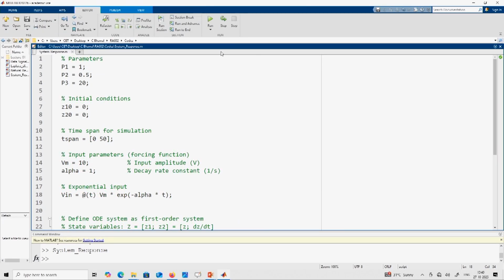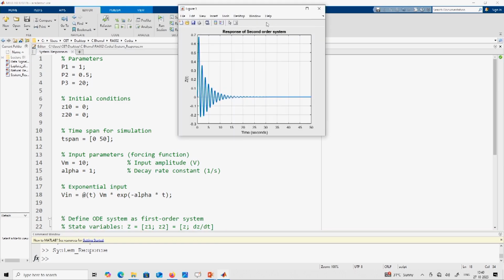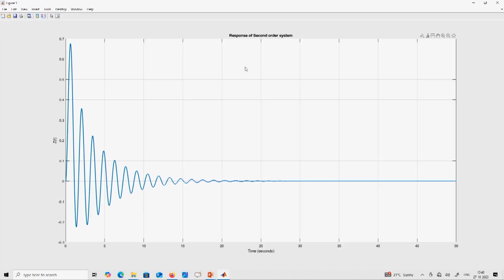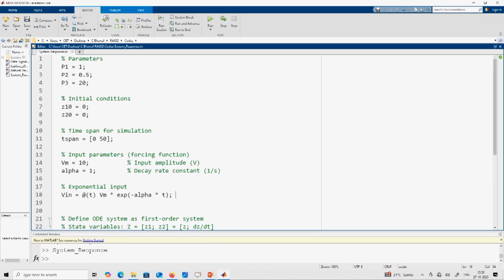These are the same code, and you can see this is how the system is behaving. For this system there are some initial oscillations, and then finally the output steadies to 0. Okay. So, this is how we can simulate the forced response.